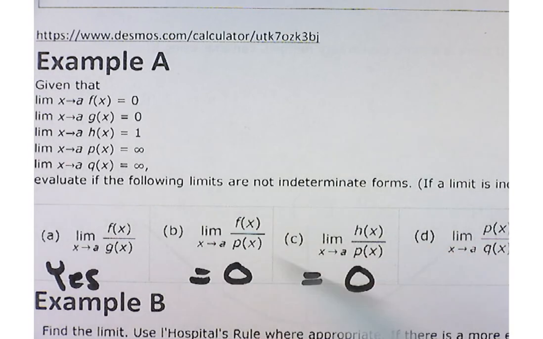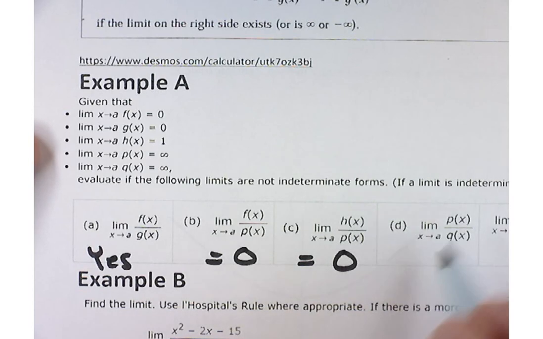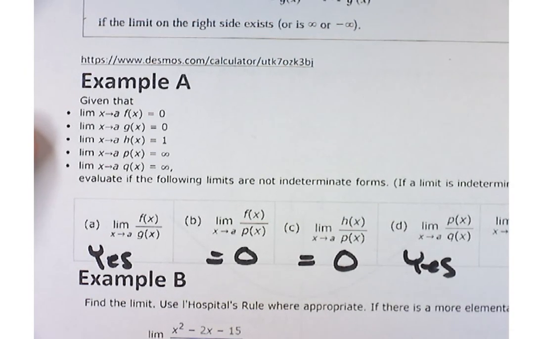P of x over q of x. Yes. So there you've got infinity over infinity. That is an indeterminate form.